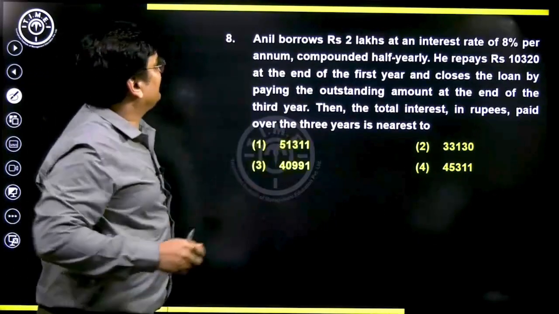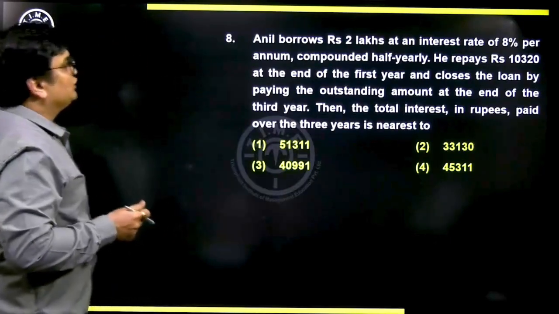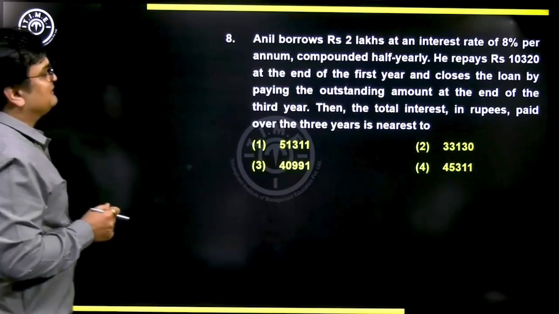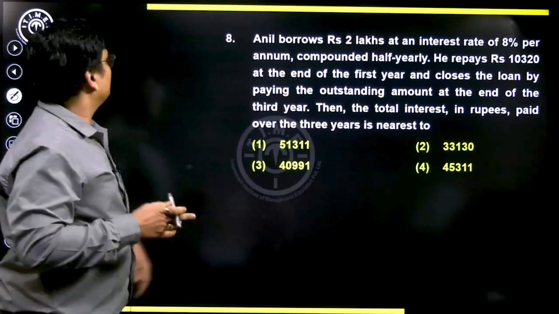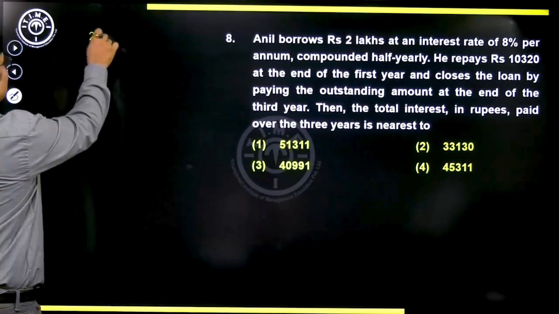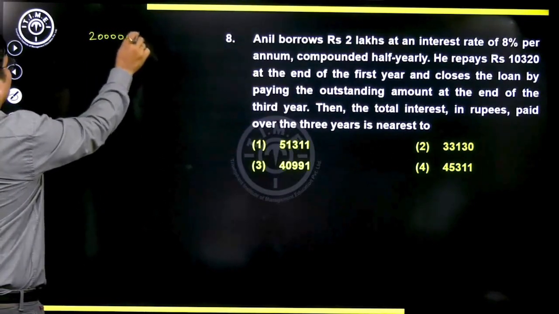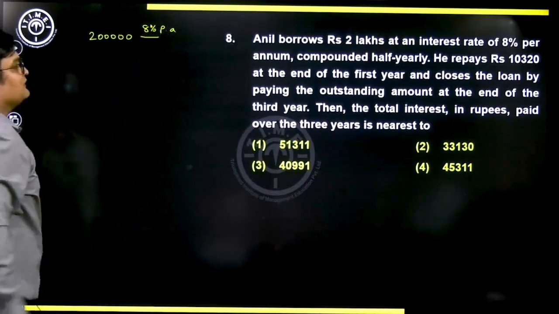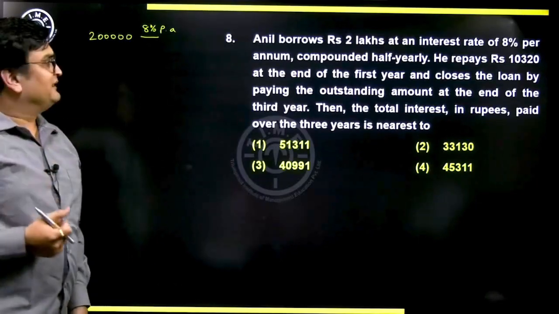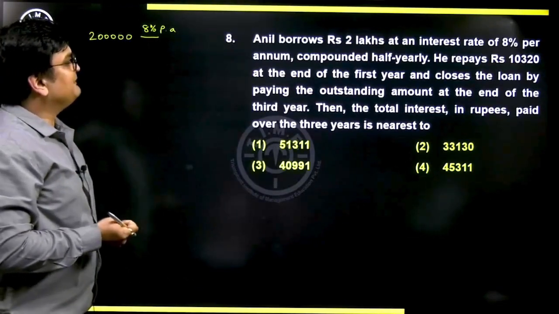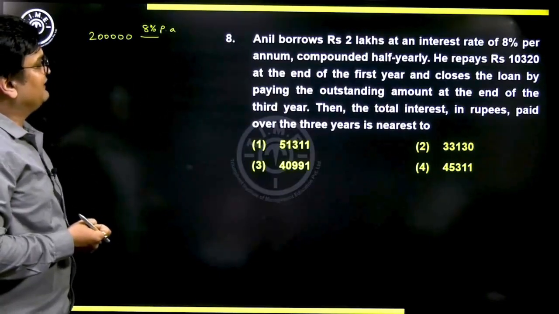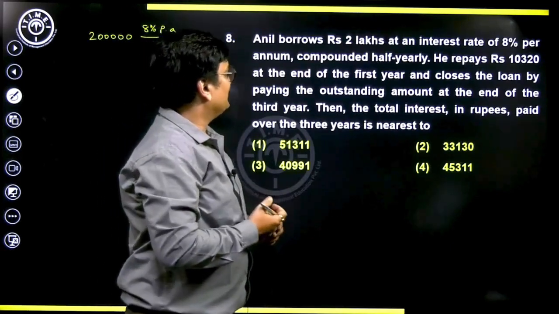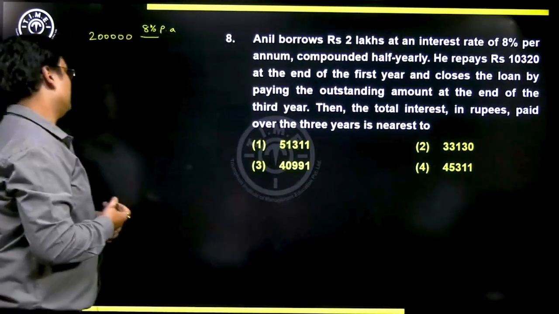Question number 8 says Anil borrows 2 lakhs at an interest of 8% per annum, compounded half yearly. So it's a compound interest problem. He repays 10,320 at the end of the first year and closes the loan by paying the outstanding amount at the end of third year.